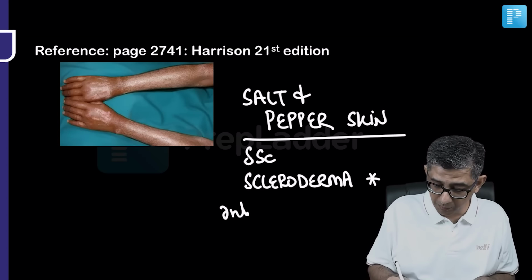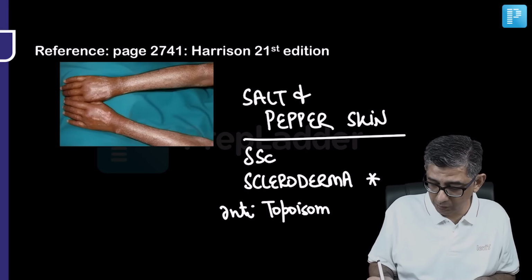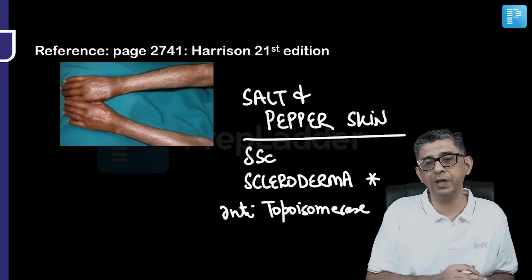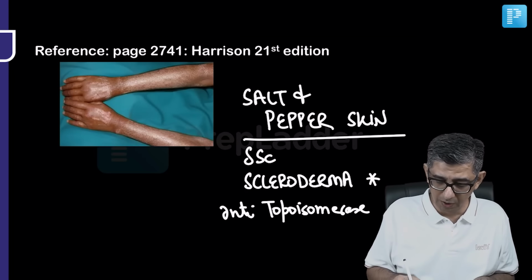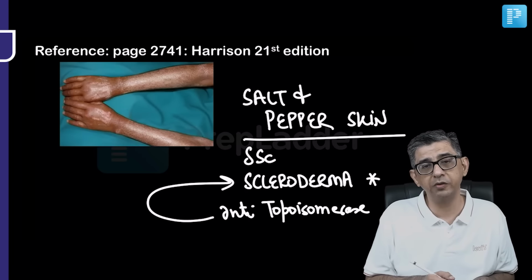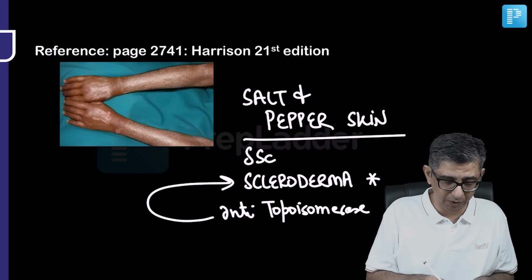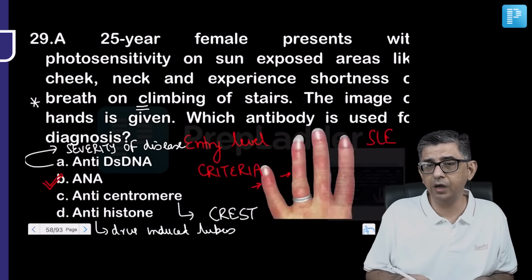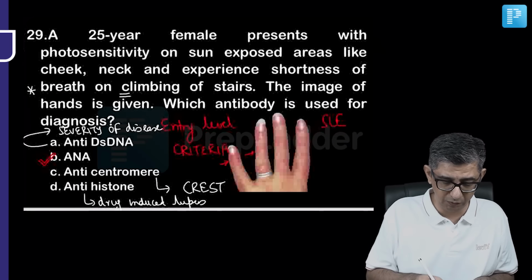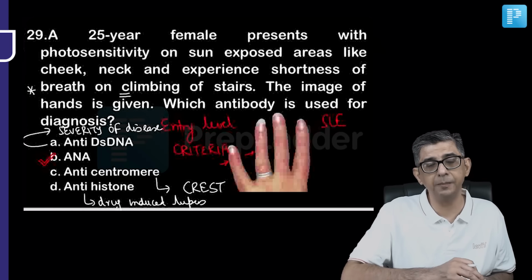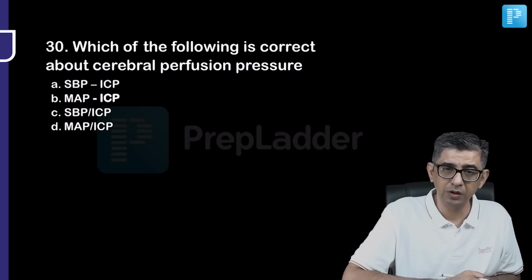He probably gave an image like this and asked what antibody would be useful. He might have twisted the options. Anti-topoisomerase antibody is the best way to identify scleroderma per se. And the reference for lupus, photosensitivity and anti-nuclear antibody as the entry-level criterion, is what I've shown before you as well.